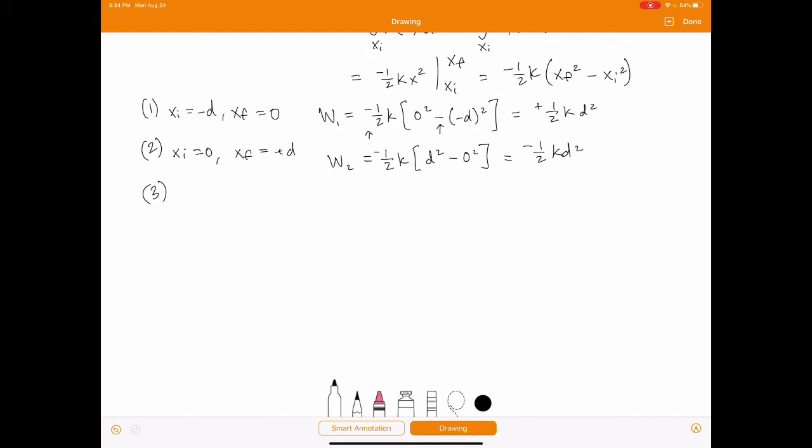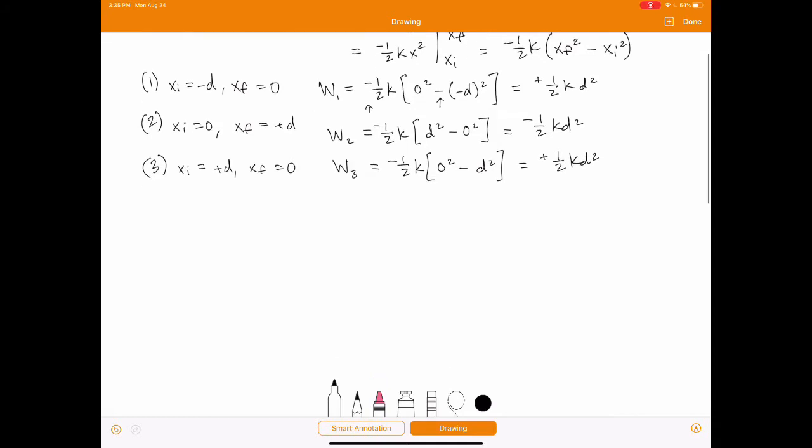Moving on to the third, this is where x initial is plus d, and then x final is 0. So the work done by the spring in that third segment is minus 1/2 k. Plug in 0 for x final, and then plug in d for x initial. So again, we have these two negative signs which cancel to give you positive 1/2 kd squared.